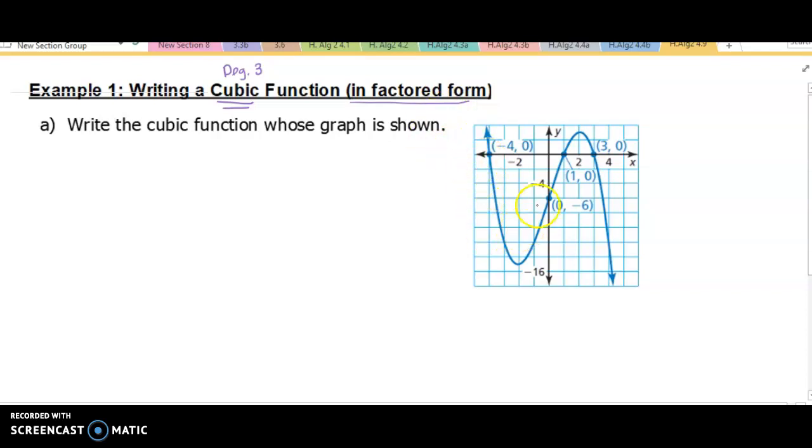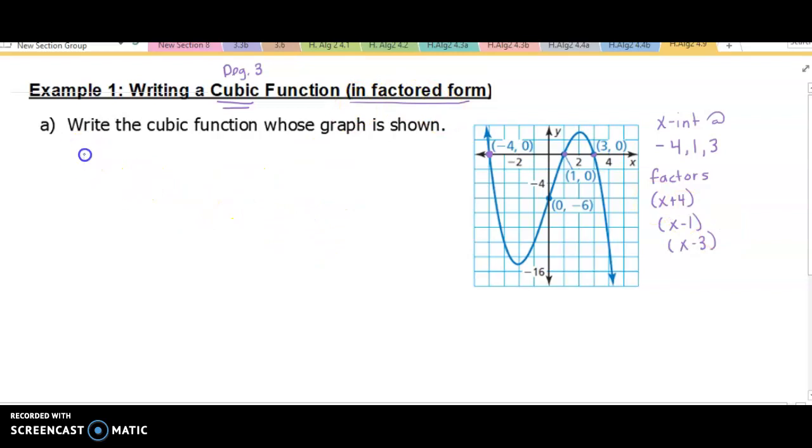If we look at this graph, we want to write the equation of this graph. Now, as you can see, we have our 1, 2, 3 x-intercepts. So we have x-intercepts at -4, at 1, and at 3, which means those are actually our zeros as well. So if those are our zeros, that means that we have the factors of x plus 4, x minus 1, and x minus 3. That should be a review for you.